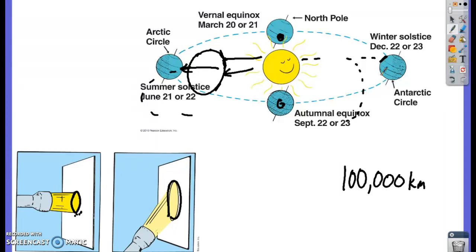But the tilt of the Earth toward or away from the sun affects the concentration of the sunlight, and that is what causes the seasons. It has nothing to do with how close or far we are from the sun or anything else like that. It's just the tilt of the Earth and how that changes the concentration of sunlight.